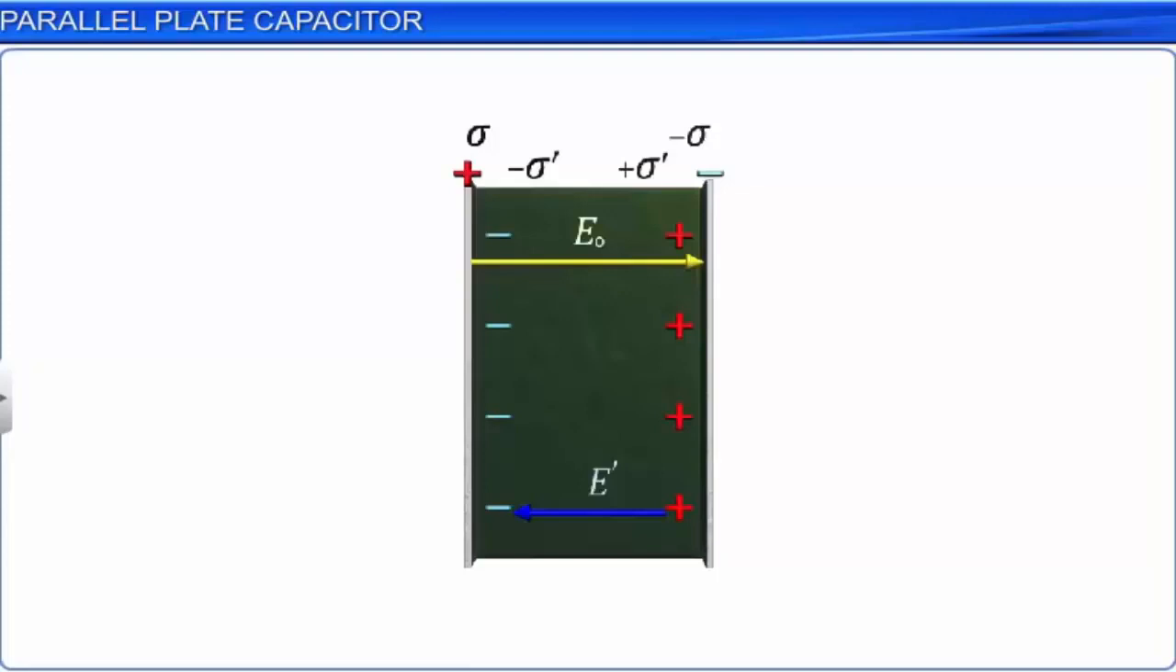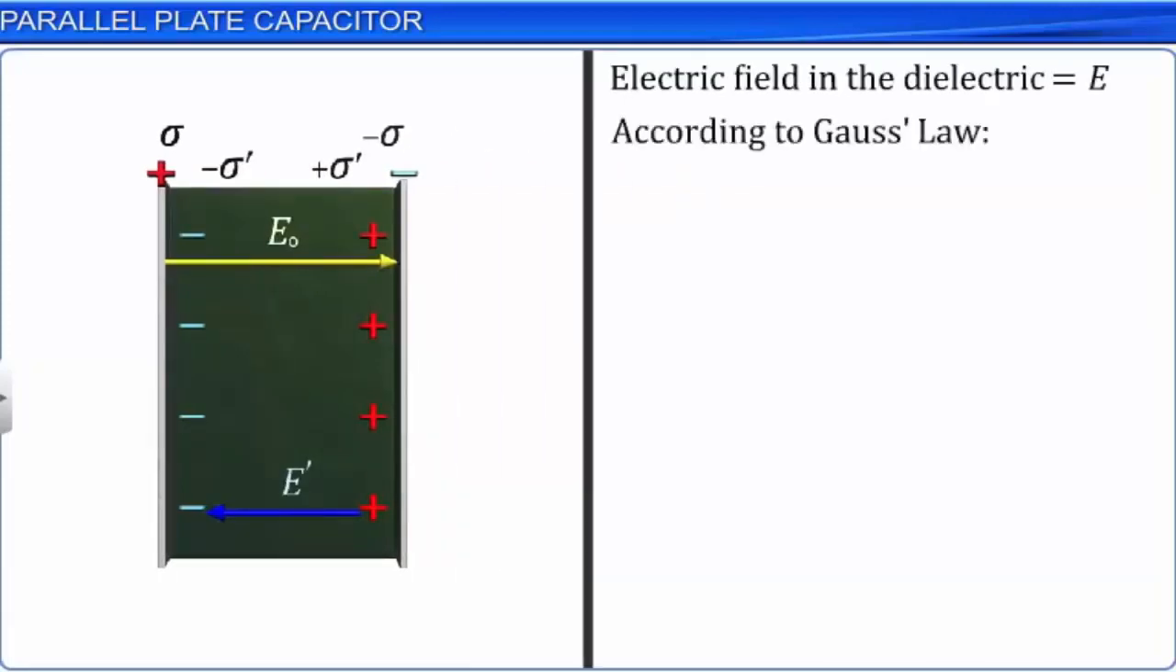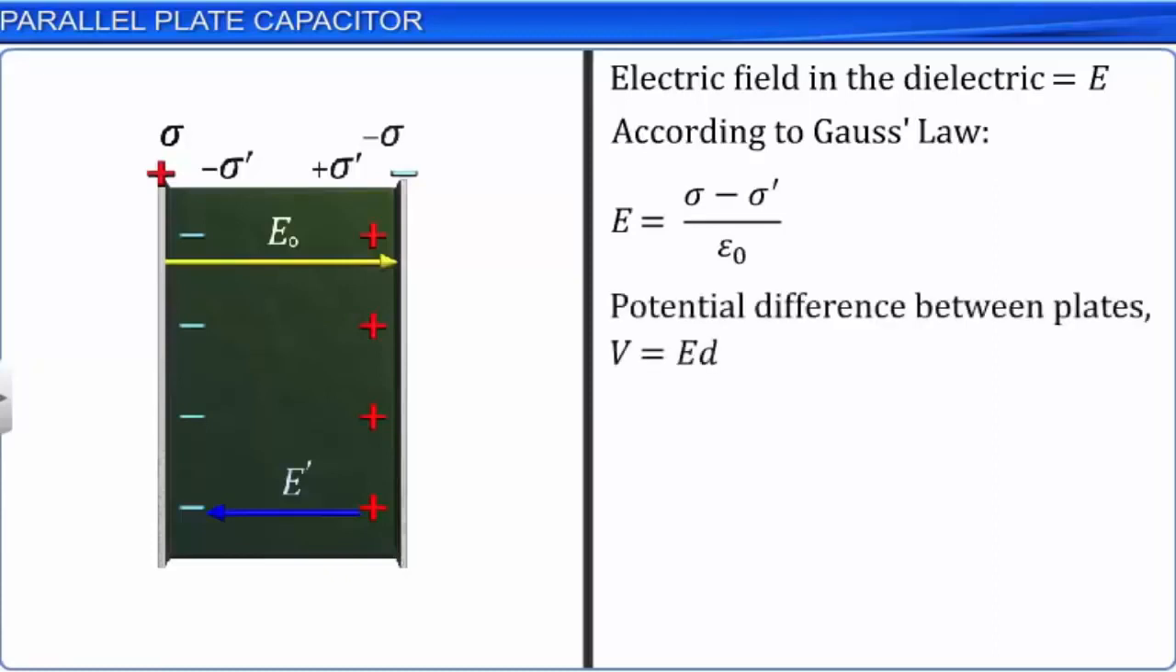Then, according to Gauss' law, the electric field strength E in the dielectric will be E equals (sigma minus sigma dash) by epsilon naught, which is less than the magnitude of E naught. The potential difference between the plates, V, is equal to E times d, which now becomes V equals (sigma minus sigma dash) d by epsilon naught, and hence V is less than V naught.